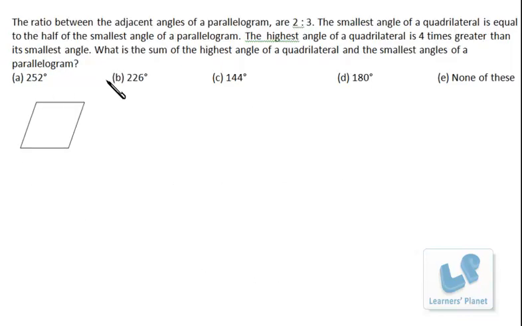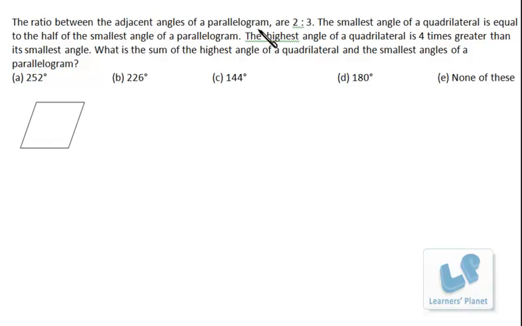Now, the ratio between the adjacent angles of a parallelogram is 2:3. The smallest angle of a quadrilateral is equal to half of the smallest angle of the parallelogram. The highest angle of the quadrilateral is 4 times its smallest angle. What is the sum of the highest angle of the quadrilateral and the smallest angle of the parallelogram? Friends, again a simple problem.